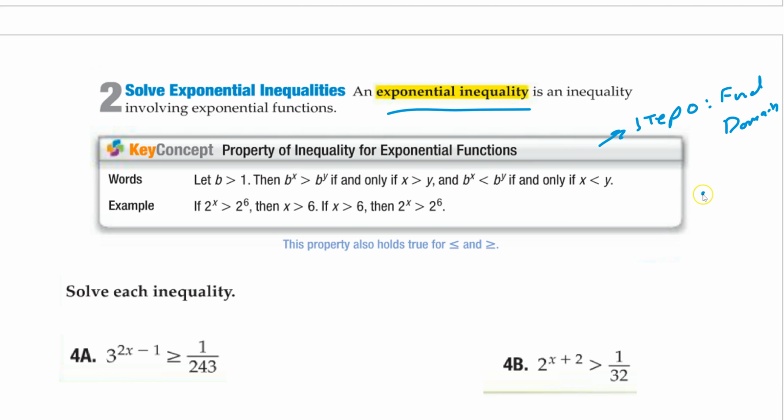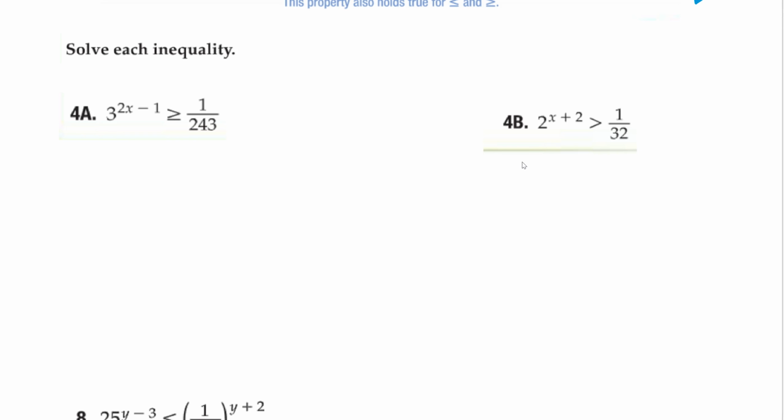Remember, anytime we have an exponential function, the domain is all real numbers. So you don't have to worry about the domain in this case. You don't have to worry about step 0. If you're doing inequalities, your domain's all real numbers. So you just solve it like normal. Nothing changes. So let's do a few examples.